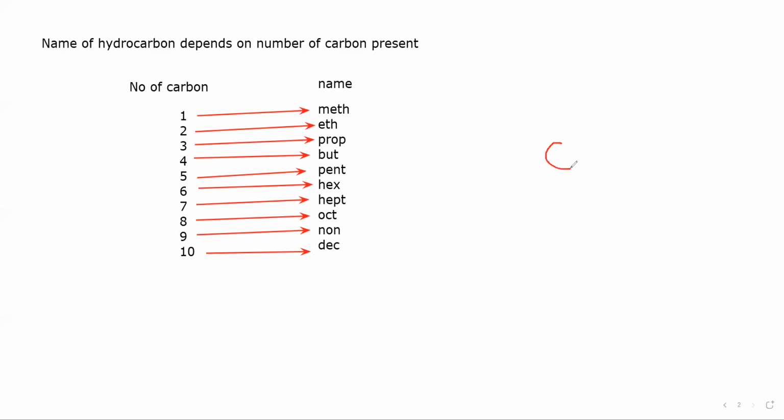Example, I draw 1 carbon only. Because these are hydrocarbons, if we say hydrocarbon and there is only 1 carbon, how many hydrogen will be there? Carbon can form a maximum of 4 bonds. So for this compound it will have 4 hydrogen, because the carbon is forming bonds with hydrogen.